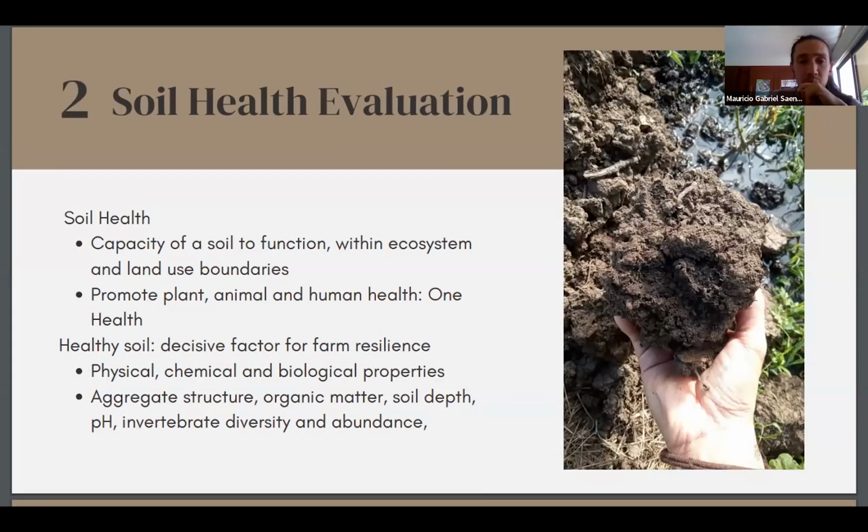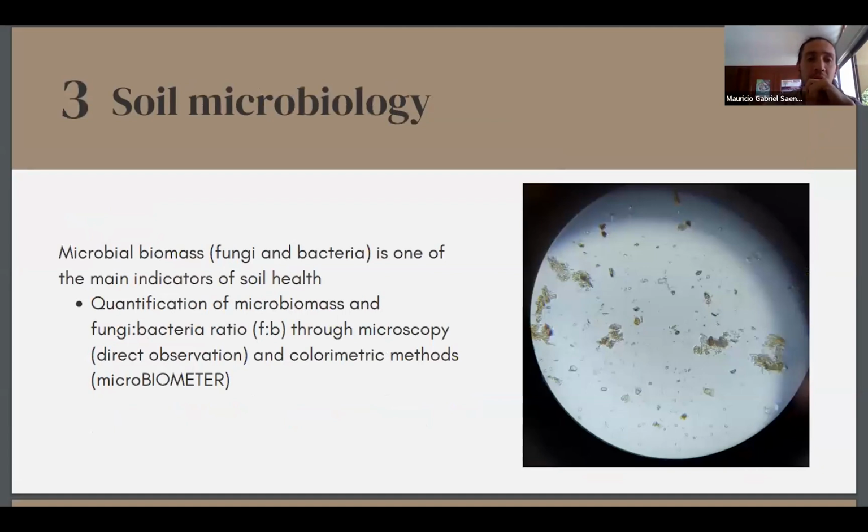So soil health is the capacity of a soil to function within ecosystem and land use boundaries, whilst it promotes plant, animal, and human health, which is the concept of One Health. The soil is healthy, the crops are healthy, the people are healthy as well. So healthy soil is a decisive factor for farm resilience. We nowadays know that a healthy soil is the basis for agricultural yield, production, and quality. And third, soil microbiology. Microbiology is one of the main aspects of soil health, however, it is largely understudied. And we propose to study it through microscopy, directly observing microorganisms, and through other methods of quantifying how much microbial biomass we have.